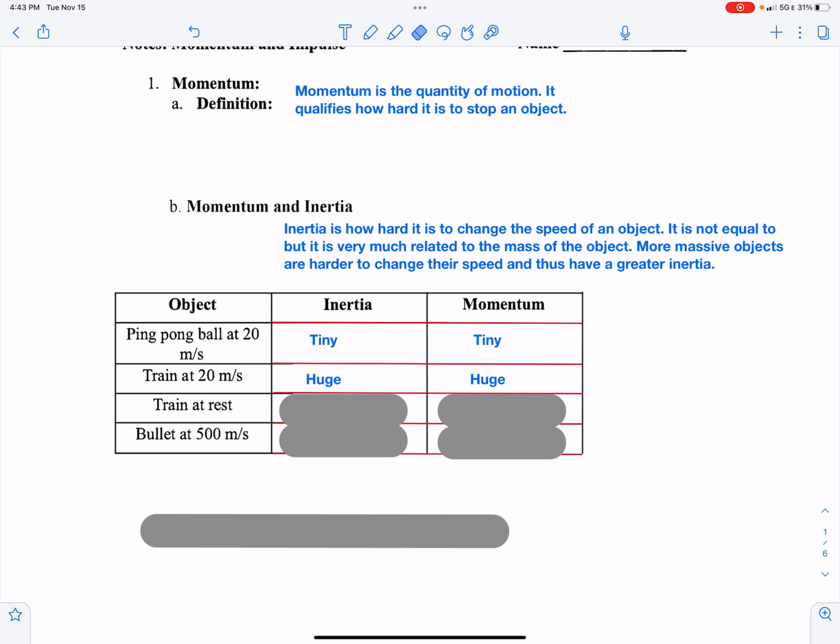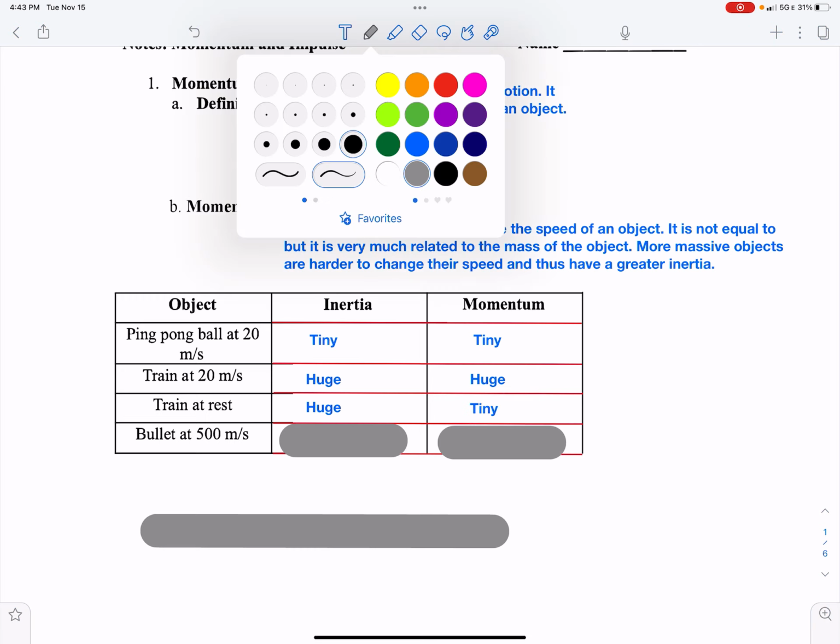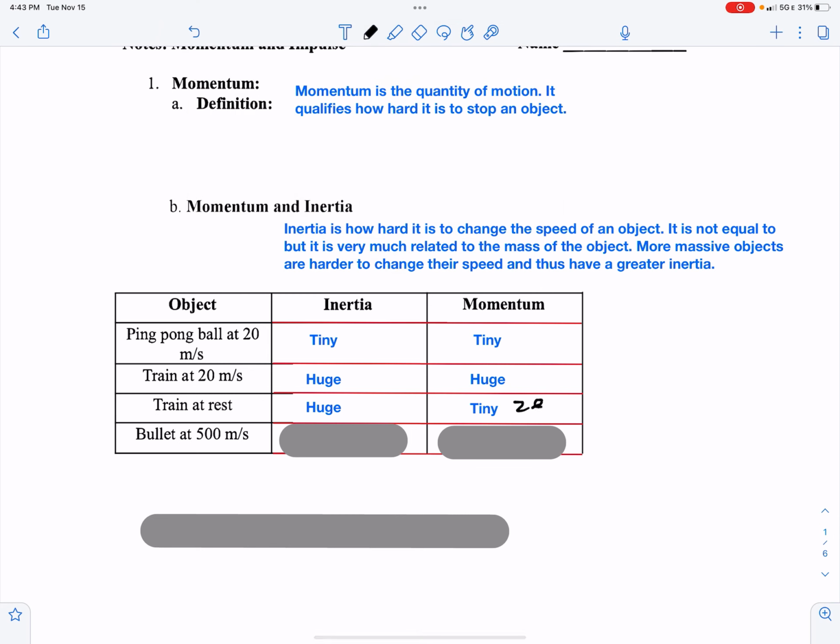A train at rest. Well, a train at rest also has a large amount of inertia. Now, think about it. Okay, inertia is all about the resistance to a change in motion. So if a train's at rest, it takes a lot to get it going. Therefore, it has a huge amount of inertia, no matter if it's moving or not. It just takes a lot to get it going or to change its speed, and that's because of its enormous mass. However, the momentum would be tiny. In fact, you could even go so far as to say a train at rest would have zero momentum, right?